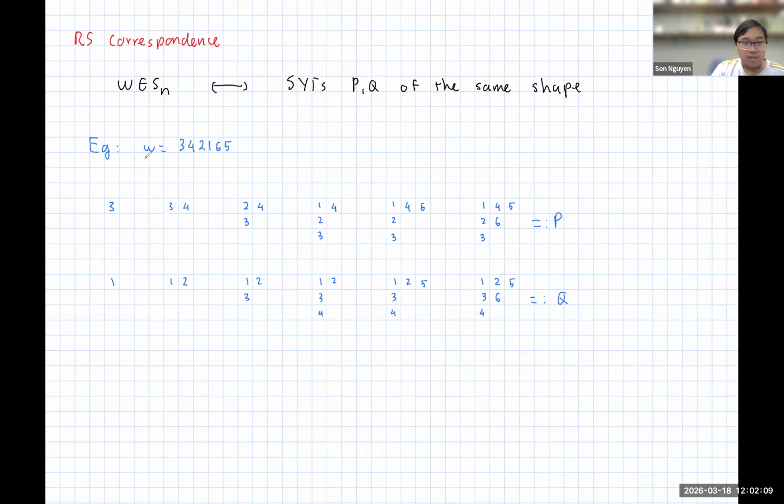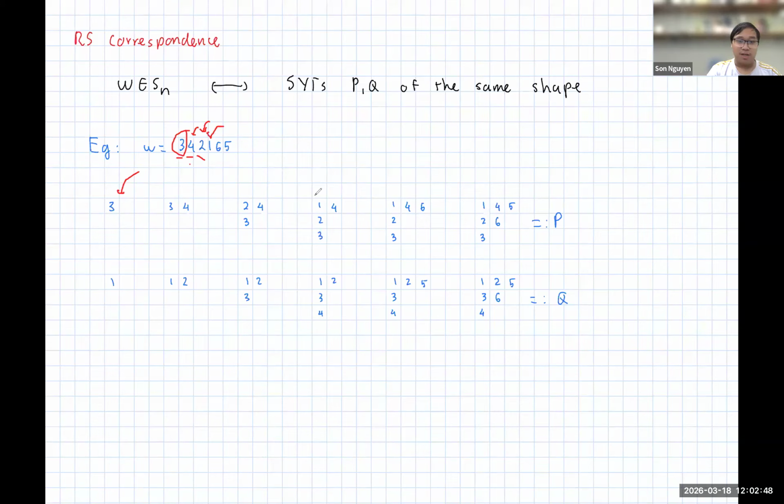For example, here my permutation is 3, 4, 2, 1, 6, 5, and I go one by one. I start with a 3 and just insert it because there's nothing there. Then I go to the next one and try to put it in the first row. Putting the 4 in the first row makes sense, so I can just put a 4 there. Then I go to the 2. If I put the 2 in the first row, it wouldn't make sense anymore because 2 is smaller than 4. So I find the first thing in the first row that is greater than 2, and I put the 2 there. Because I do that, I have to bump the 3 down. So the 3 goes to the second row, and so on.